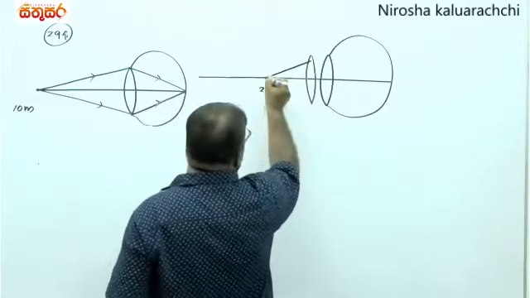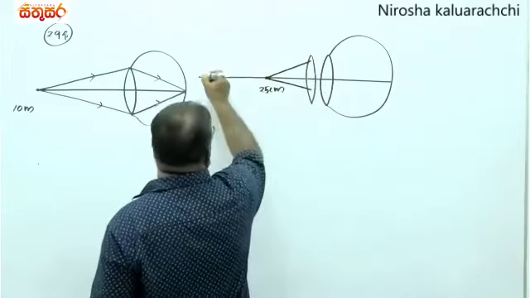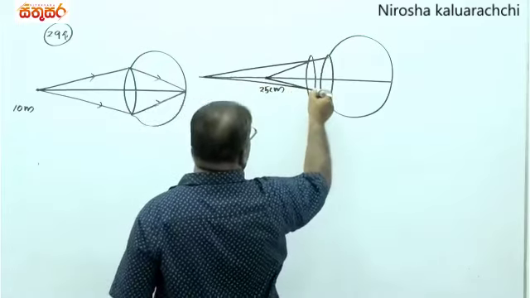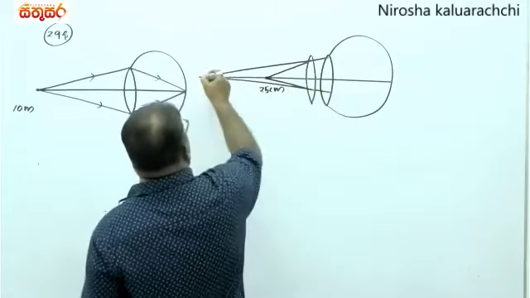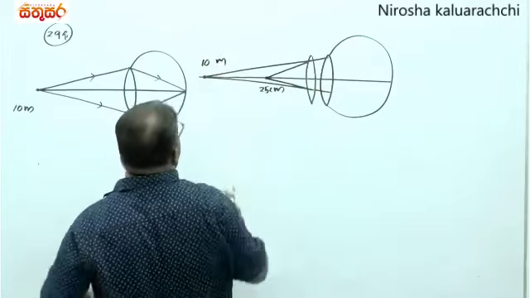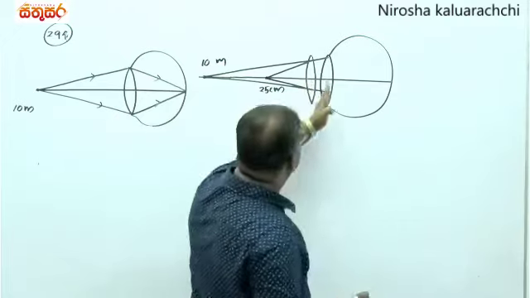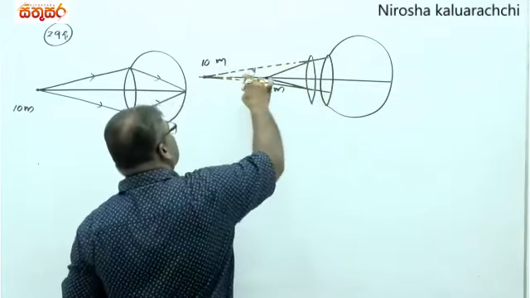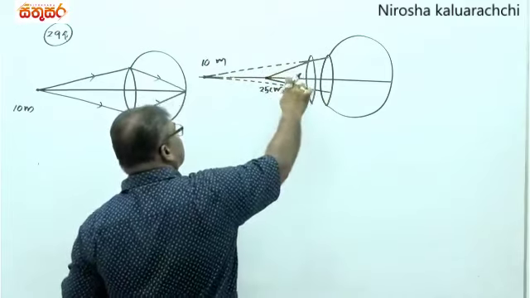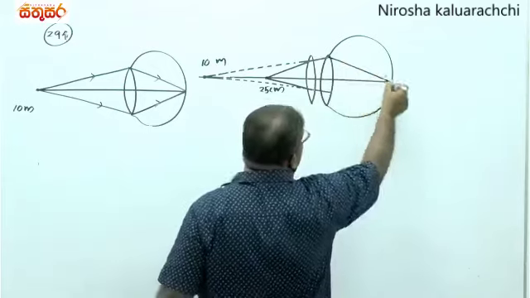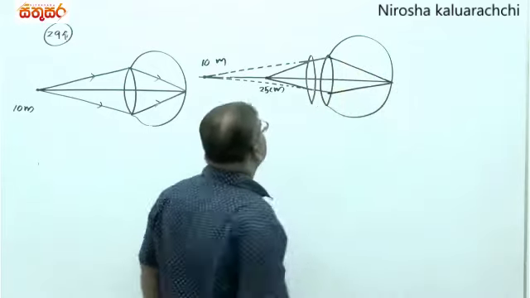This is the object distance. It will form the image at 10-meter distance. This serves as the object to the eye lens. Then this is constructed, a virtual magnified image, and then it will be formed on the retina like this.